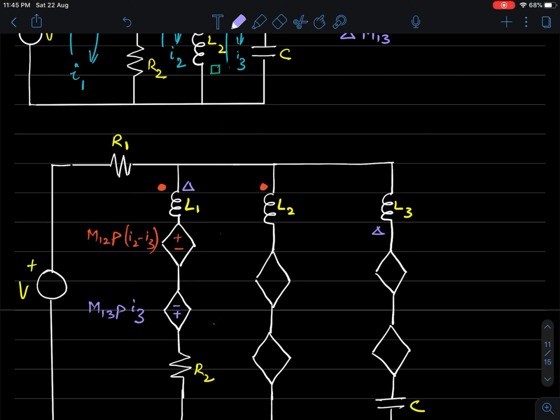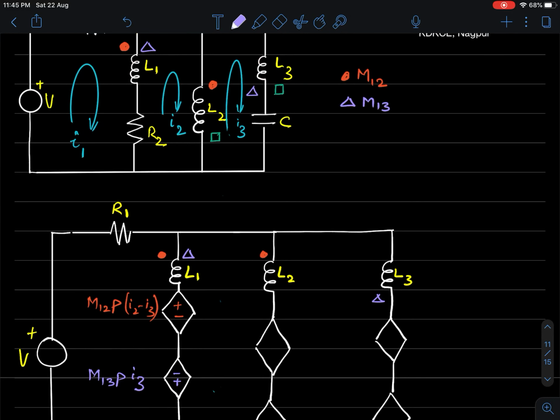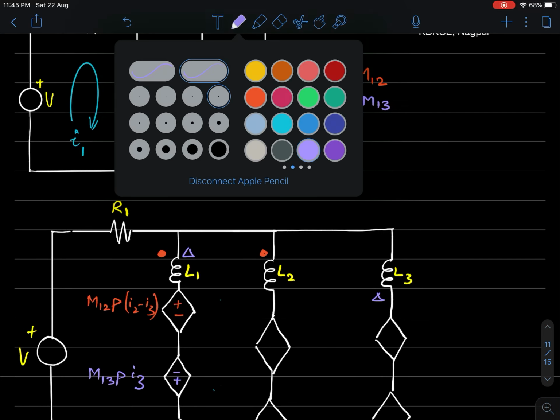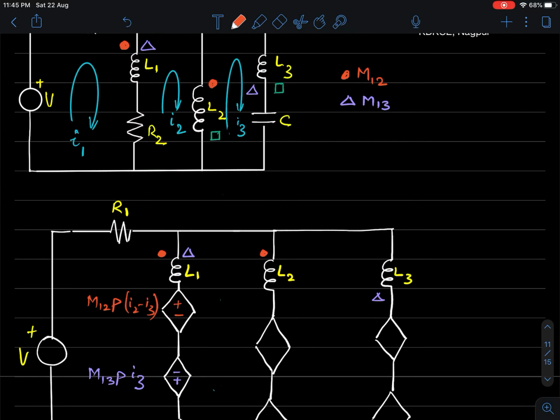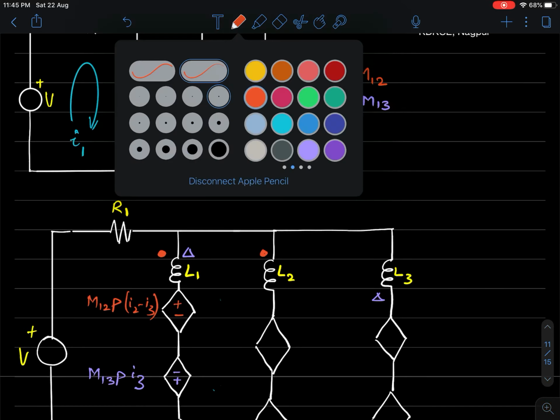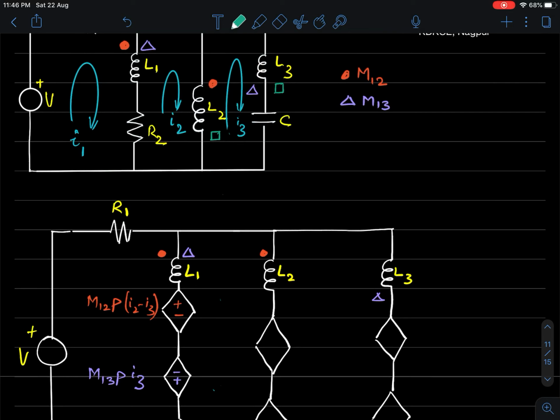Alright. We're done with L1. Now we'll come to L2. L2 has got one circle at the top and then one squarish symbol at the bottom. Where is that color? I think this is the color I have taken. So there is L3 here, there is square here, and near L2 it is at the bottom.